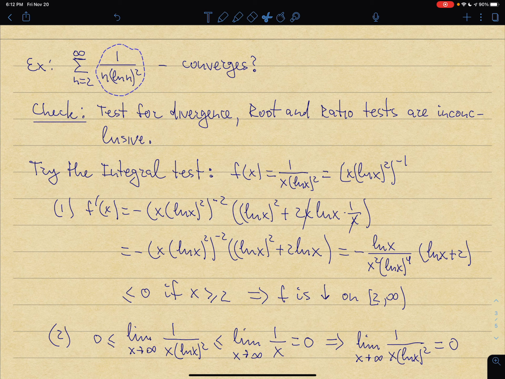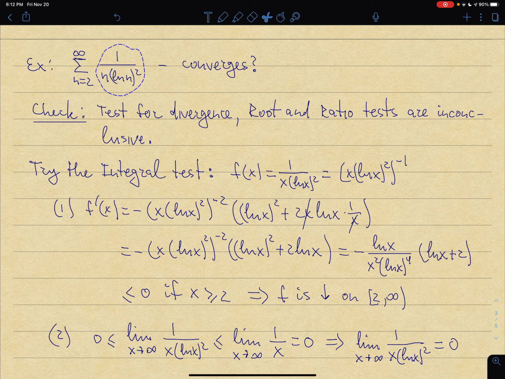Comparison test might work or might not. What are you going to compare it with? You can try to compare it to 1 over n. 1 over n is larger than 1 over n times ln of n squared, and 1 over n diverges.